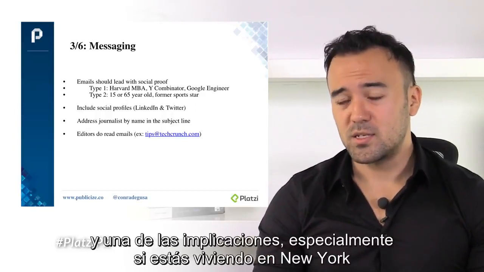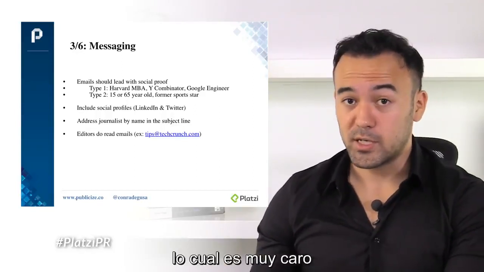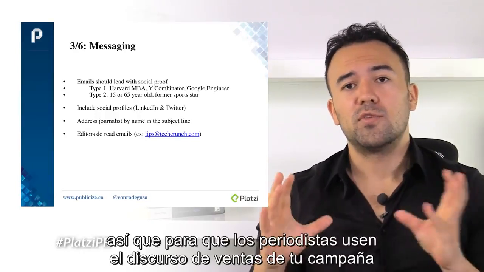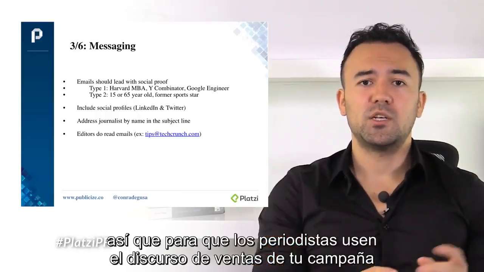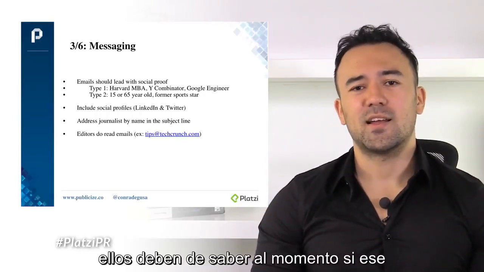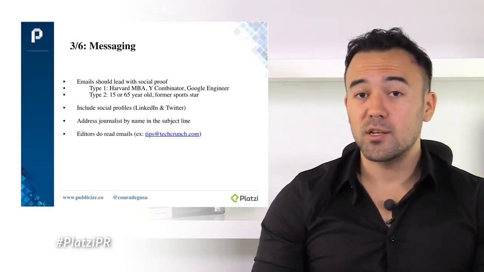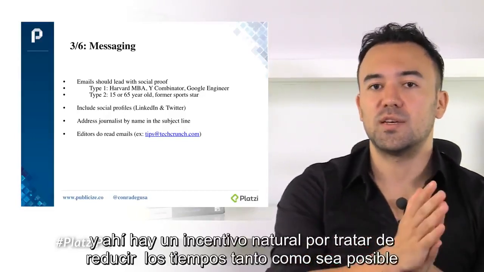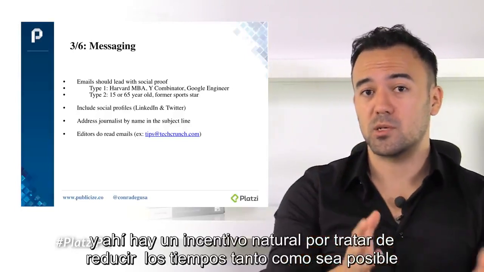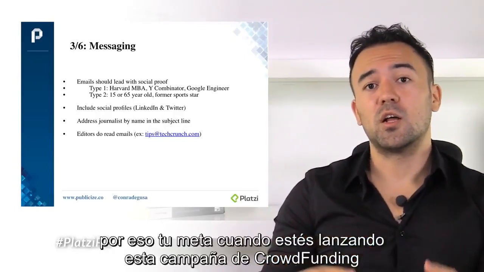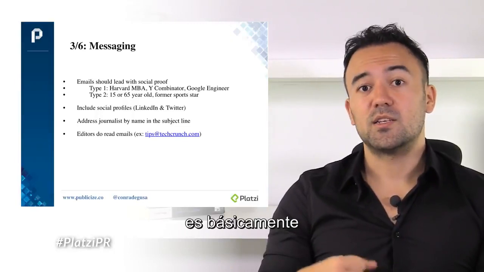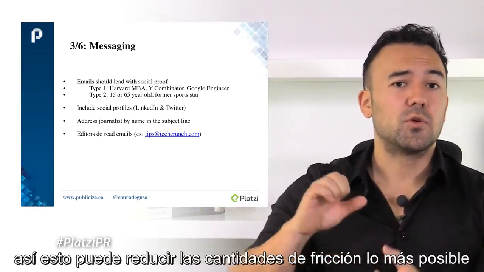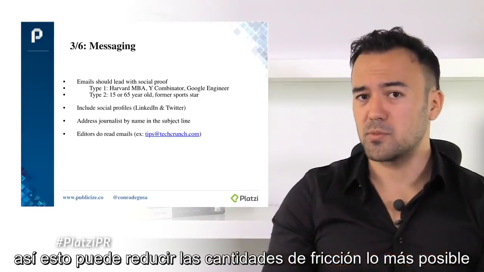And one of the implications, especially if you're living in New York, which is very expensive, is that you have to write a lot of articles. So if a journalist sees your crowdfunding campaign pitch, they're going to know right away, hey, is that article going to take me 20 minutes to write? Is it going to take me 5 hours to write? And there's a natural incentive to try to reduce the amount of time as much as possible. So your goal when you're launching this crowdfunding campaign is to basically do a lot of that work ahead of time so it reduces the amount of friction as much as possible.